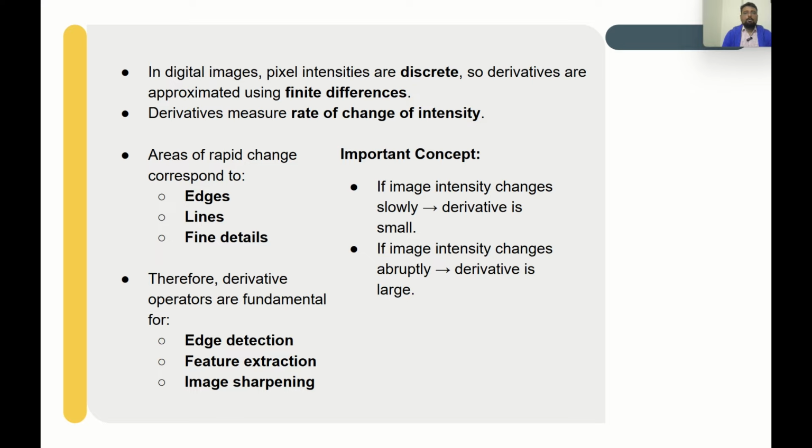The main important concept is, if image intensity changes slowly, the derivative is small. If image intensity changes abruptly, the derivative is large. That's what I told you before: if the value of the derivative is very high, it means there is a huge variation in the image. You can see these outputs now.